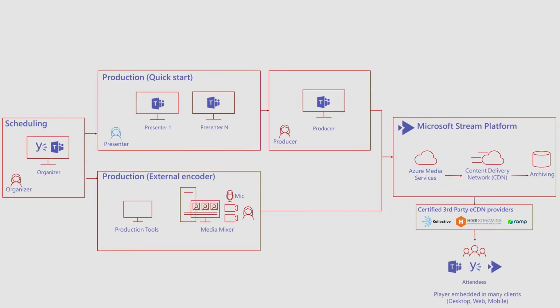Scheduling within Teams, Yammer, or Stream. You have two types of meetings. You have Quick Start natively in Teams, probably what you want to give all your users or a subset of users, assigned through policy. You have External Encoder, only available for internal users via Stream today. You use the Azure Content Delivery Network. You can optimize via third party, and it's consumed via Yammer, Teams, or Stream.